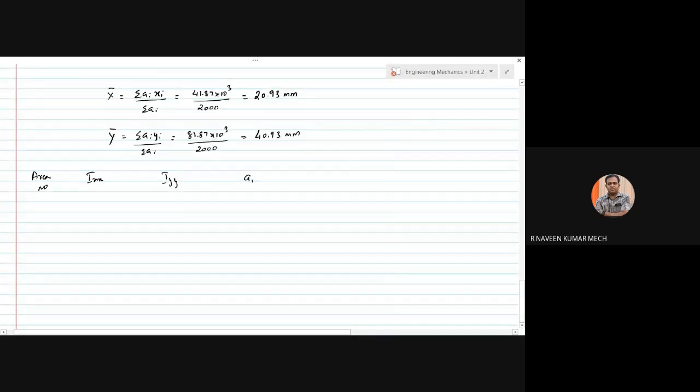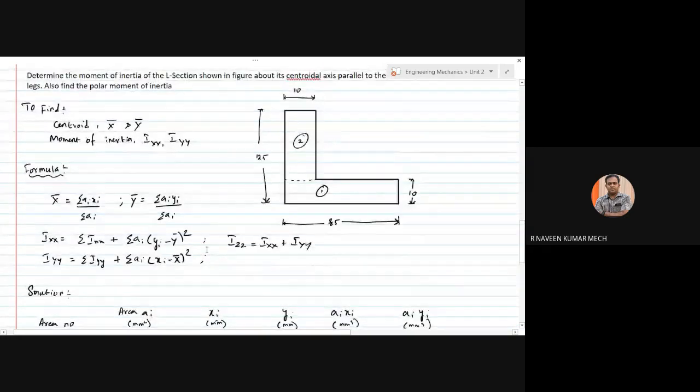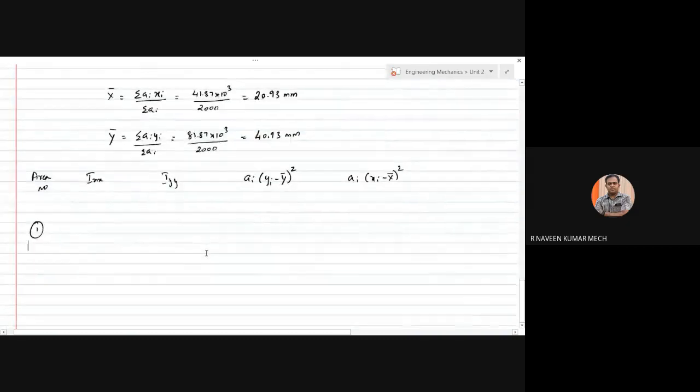Next, we want to find Σ Ai into (yi minus y bar) whole square, and here Ai into (xi minus x bar) whole square. So first, area 1. For area 1, how can we find Ixx? Ixx can be calculated using the formula bd cube by 12, since it is a rectangle.